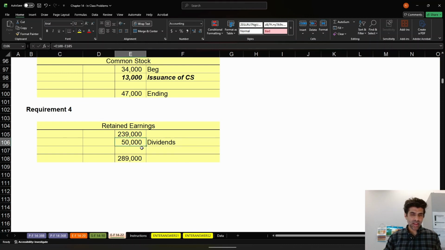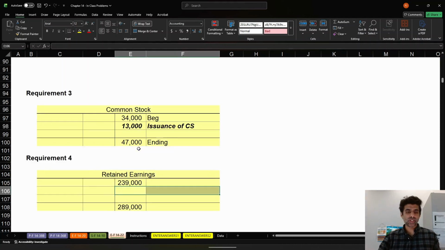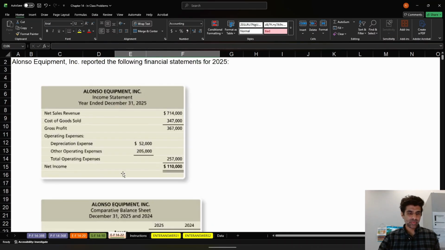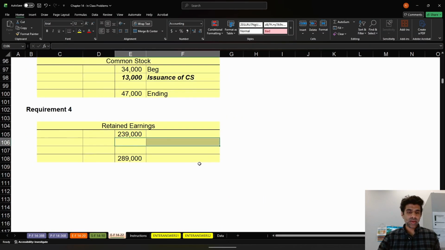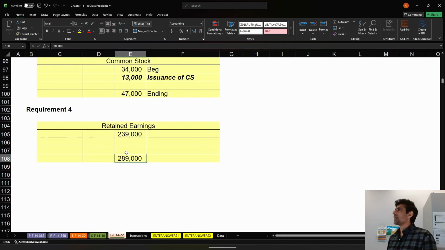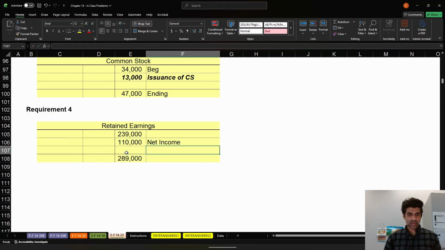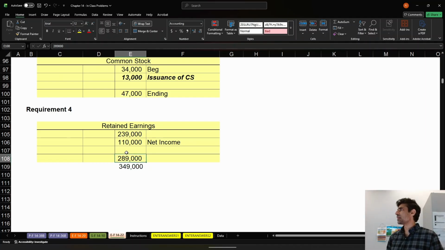Okay, good. So first we need to add in net income. Where should I get that from? Income statement. So 110,000 is net income. Would that have been in retained earnings a debit or a credit of 110,000? It increases. So is that a credit or a debit to retained earnings? Credit. Okay, good. So this is net income. We need some kind of debit, because if we just had these two, our balance would have been 349,000, but that's not right. Our ending balance we know is 289 because we have the balance sheet.